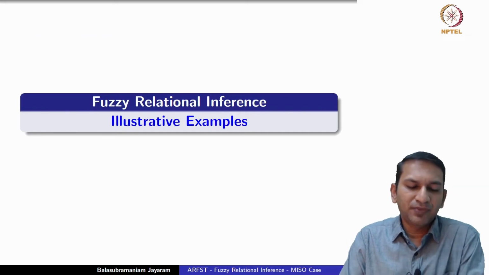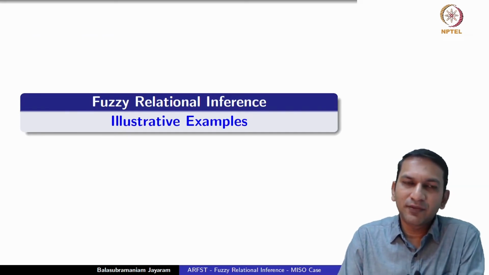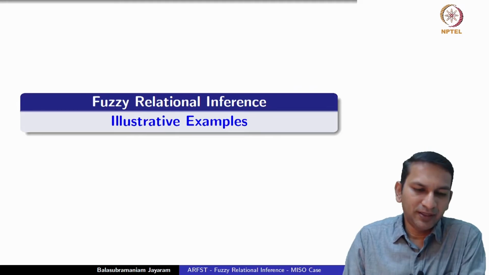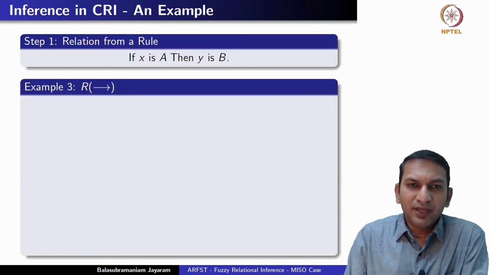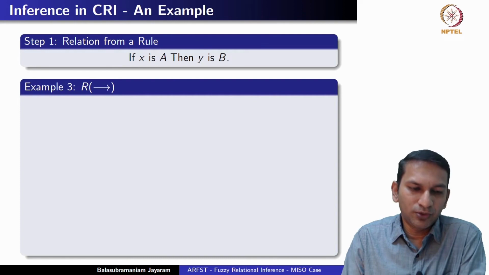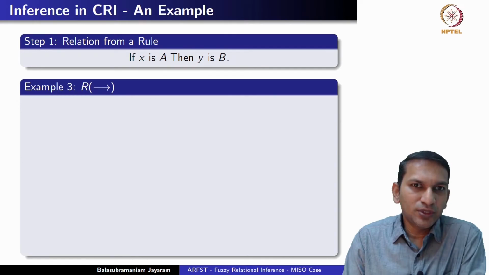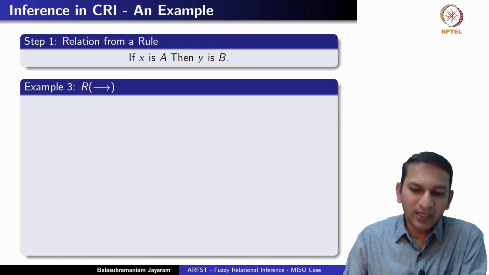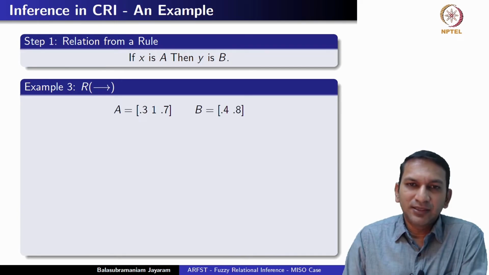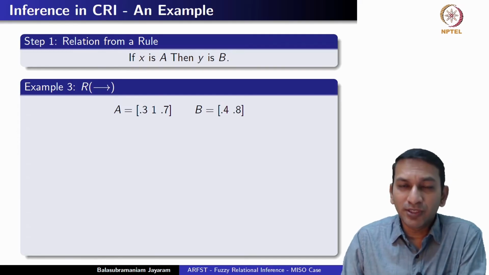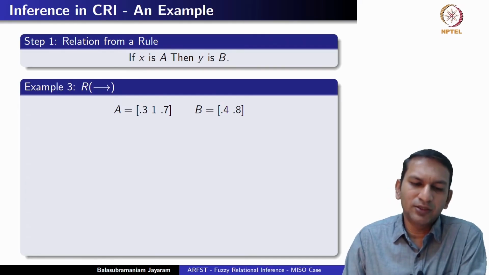In the previous lecture, we have seen a few illustrative examples. Let's revisit a couple of them with a specific purpose in mind. Note that we have a rule, a single input, single output rule, and in this case, we would like to use the implication operator to capture the rule into a relation. A is given as this, and B is given as this. That means on X we have 3 points for discretization, and on Y 2 points for discretization in the domain of Y.